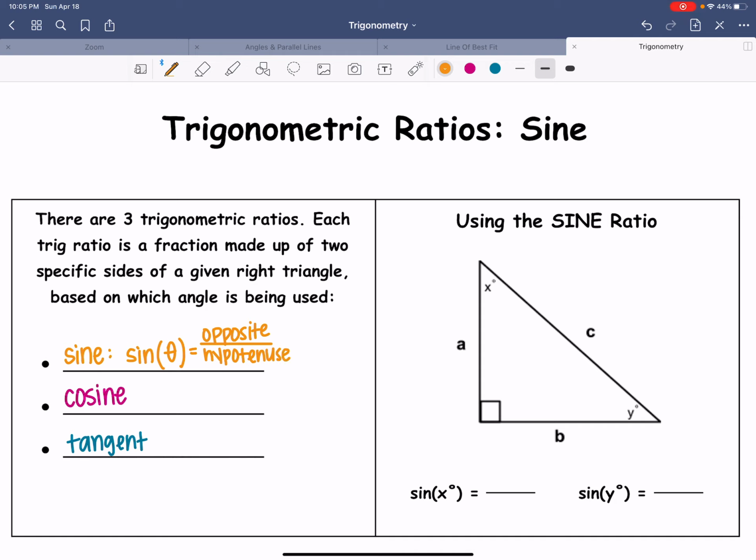That's what we're going to be focusing on today, but I do want to go ahead and introduce you to the other two ratios. For cosine, that one is abbreviated COS in the calculator, so the cosine of whichever angle is given is always the adjacent over the hypotenuse. And finally, tangent is abbreviated TAN, so the tangent of whichever angle is given is always the opposite over the adjacent.